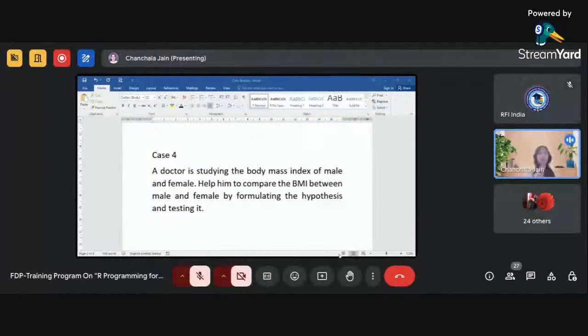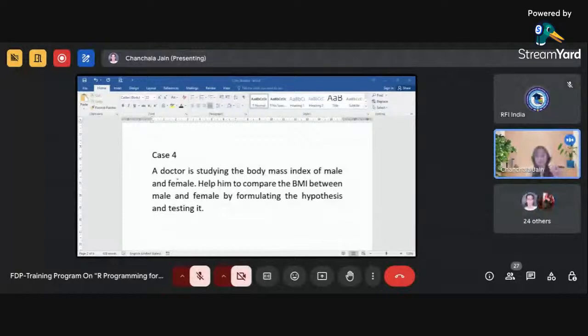Chandrasekhar sir, you need to see the situation. It is written, a doctor is studying the body mass index of the male and the female, right? So it is quite obvious. I want to compare the body mass of male and female persons, right? So maybe I can say I am having that independent variable gender, where we are having two categories.